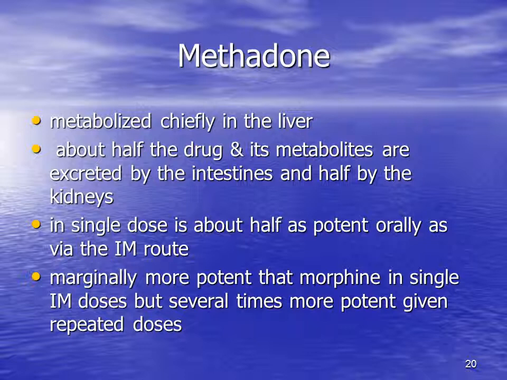Metabolized chiefly in the liver, half the drug and its metabolites are excreted by the intestines and half in the kidneys. In a single dose, remember, that's about half as potent orally as via the parenteral route. It's marginally more potent than morphine in single IM studies, but several times more potent given repeated doses.